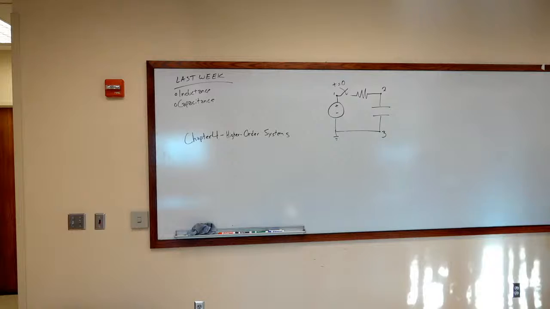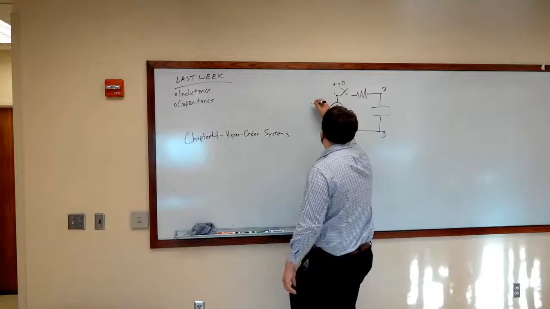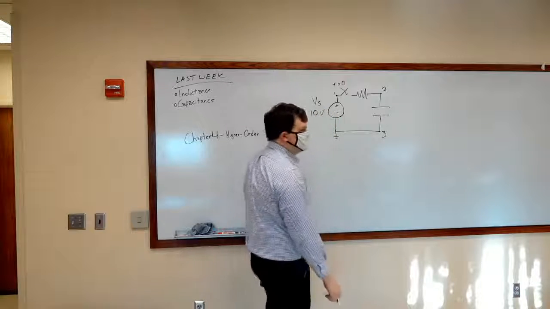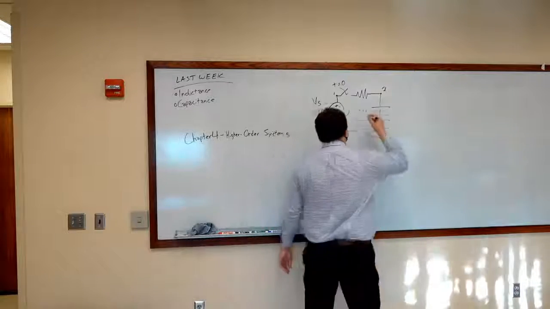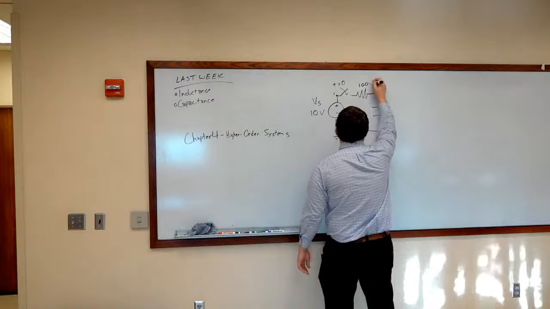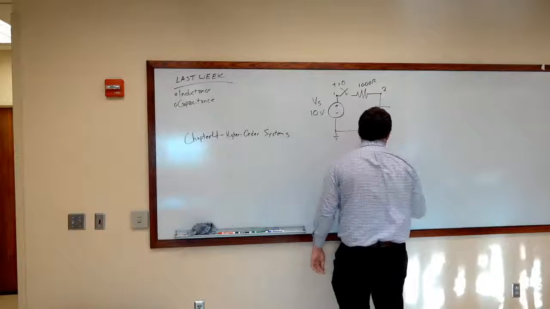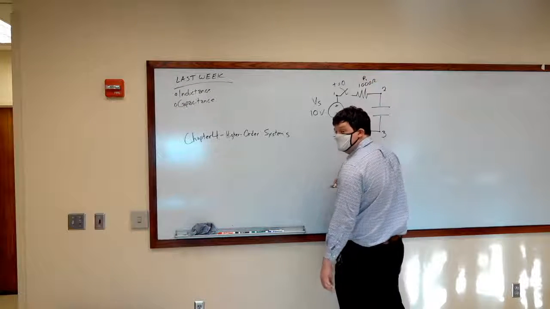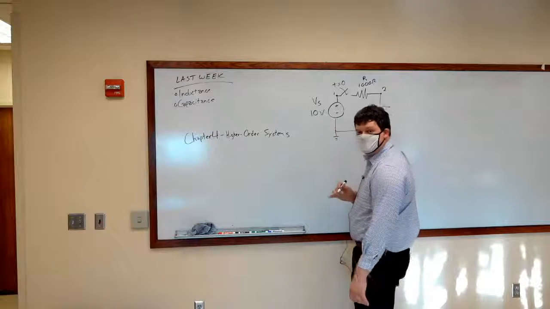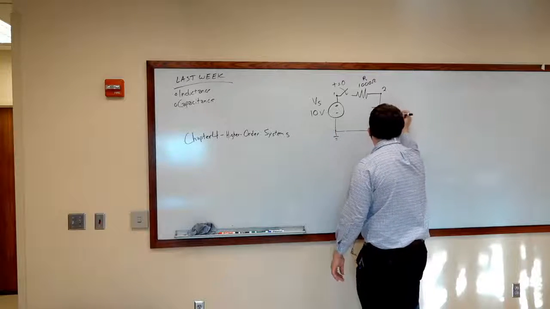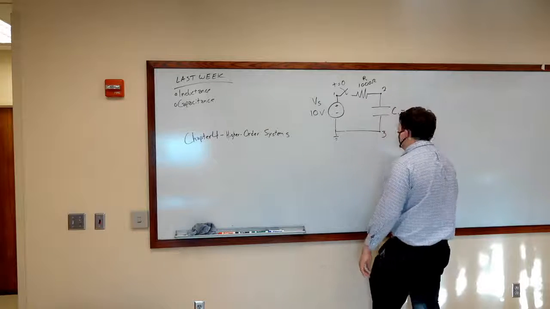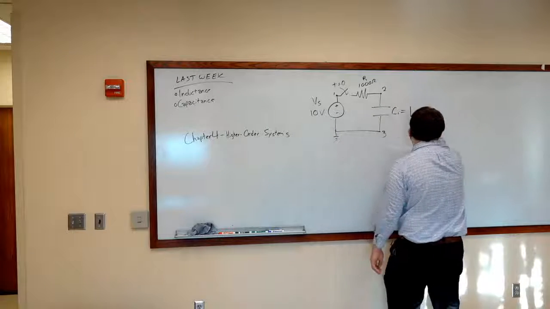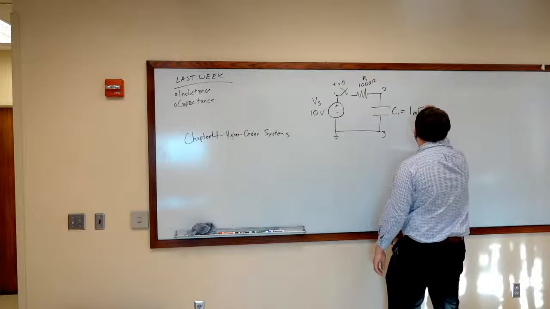I'm going to give some values to this just so that we can make it solvable. This will be our VS value. We'll go ahead and make this 10 volts. Sure, why not? This will be our resistance value. We'll go ahead and make this 1,000 ohms. And this will be our capacitance value, and we will make this equal to 1 millifarad. Why not?